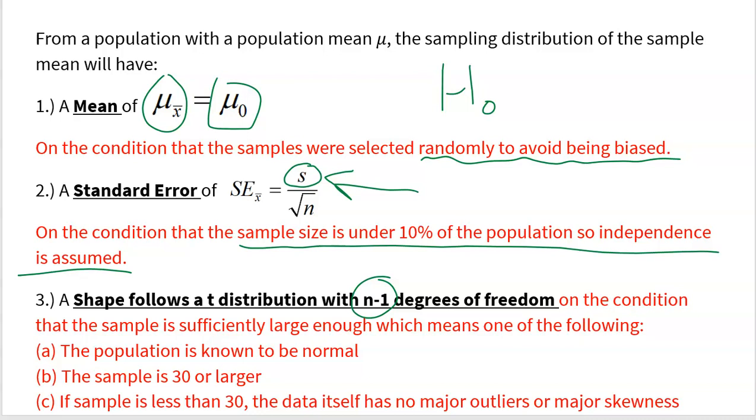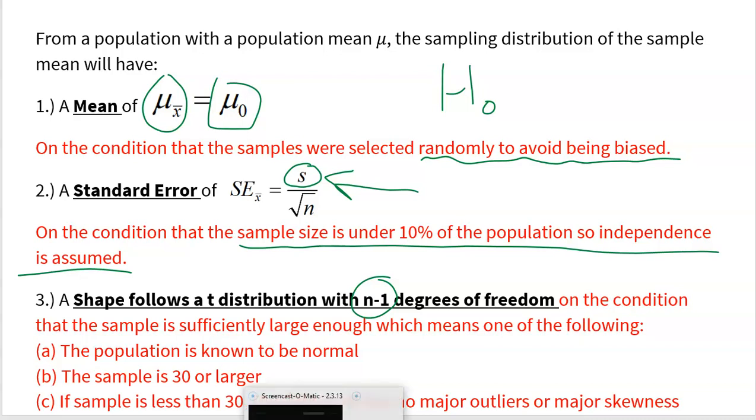Now, the other thing that could happen, this is kind of the best case scenario, if you ask me, is that your sample's 30 or larger. If your sample's 30 or larger, then central limit theorem says, hey, any t-distribution is safe as long as your sample is 30 or larger. You don't even care what the population looks like.